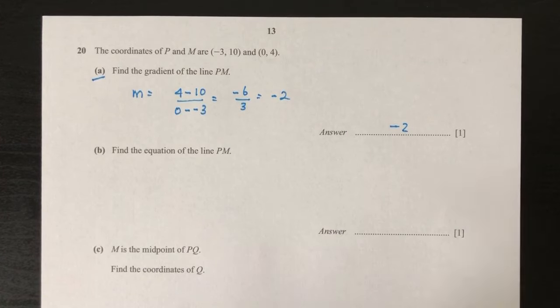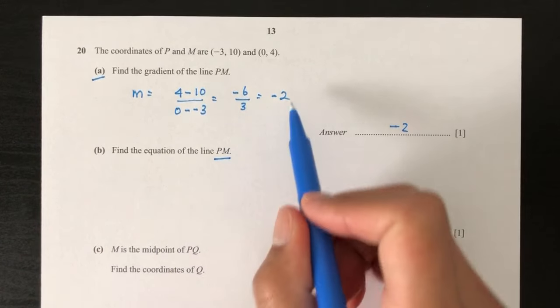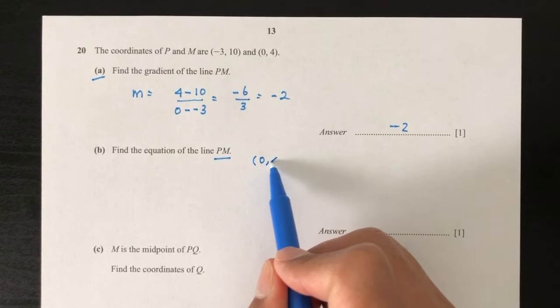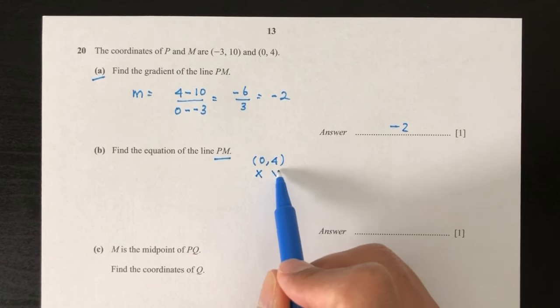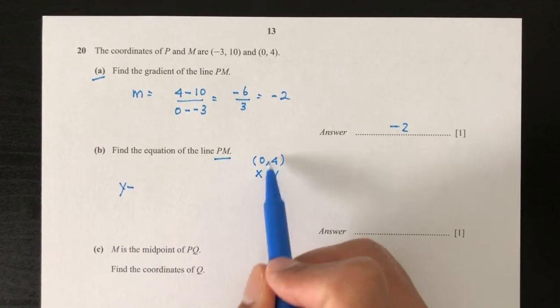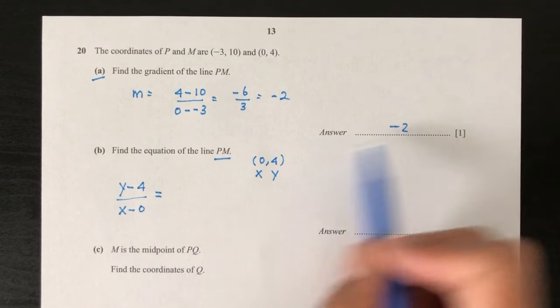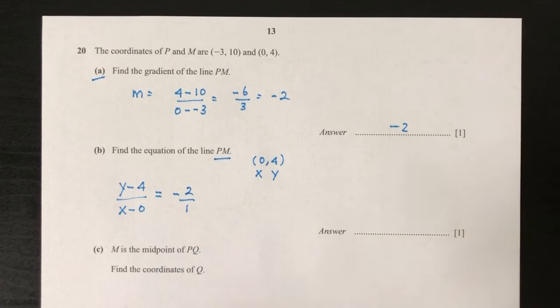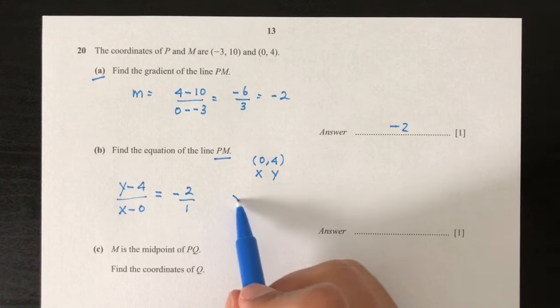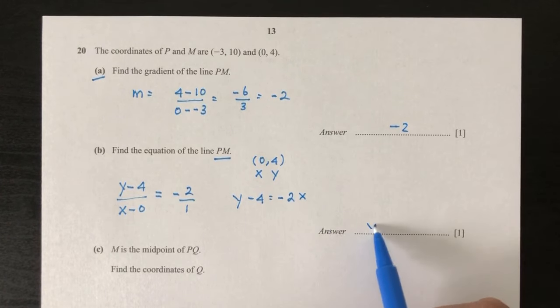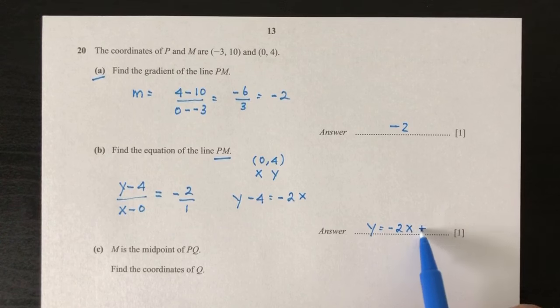Now for part B, find the equation of the line. So we have the gradient. We have to choose one passing point, which is, let's choose 0, 4. That will be your x and y. So we take y minus this number over x minus 0 is equal to minus 2. Now we cross multiply. You will have y minus 4 is equal to minus 2x. So y will be minus 2x plus 4.